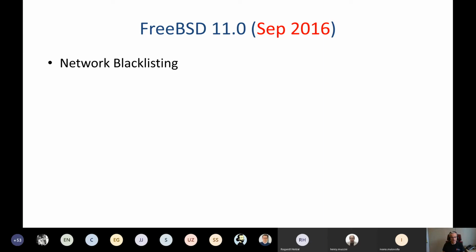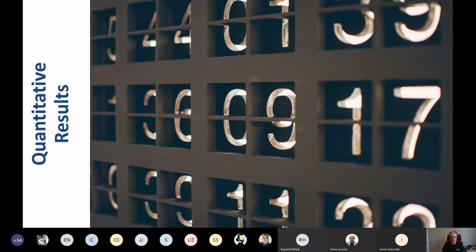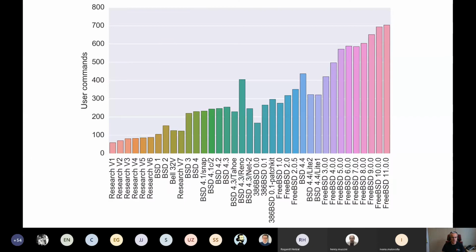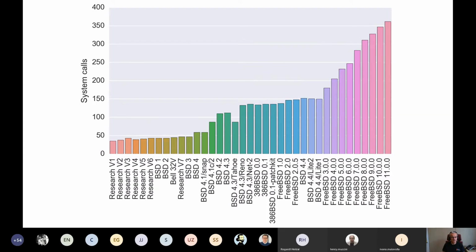Let's pause here and try to think if you have seen a trend through this evolution, through the various things that I've described, especially during FreeBSD. If not, let me give you some quantitative results. How has the system evolved in terms of volume? If we look at the user commands, they have evolved, as you see, at a fairly constant rate throughout the various releases, from about 50 commands in the first edition to about 700 commands in a modern FreeBSD system.